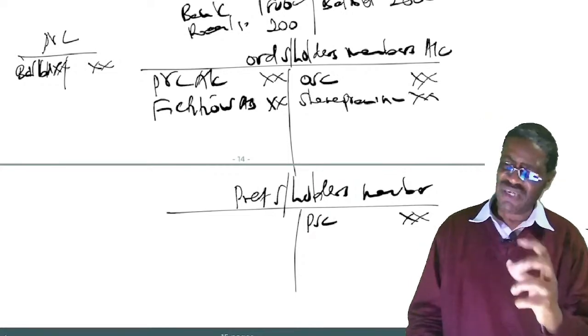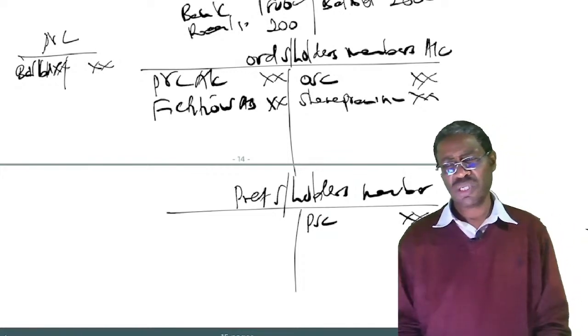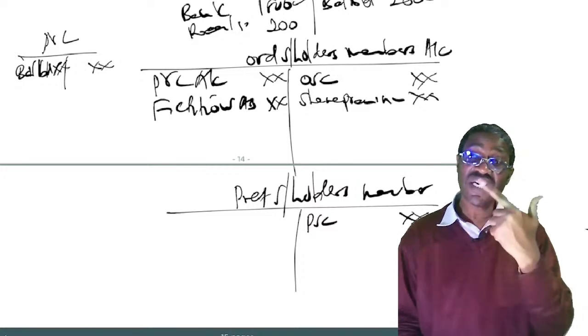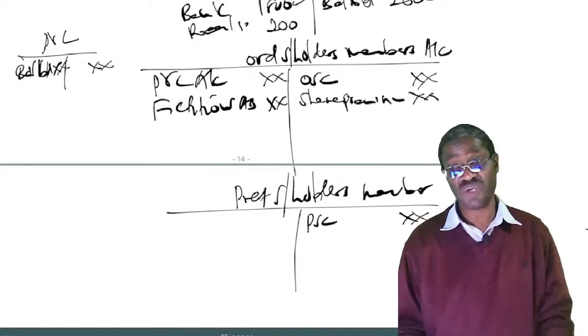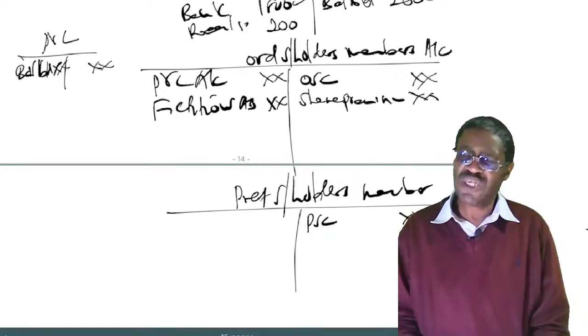Still under number 10, we say it. What if you are told by the question that company A has not been paying the arrears of the dividend to the preference shareholders for the last 2 years or 3 years? As a company, we have not paid them arrears.